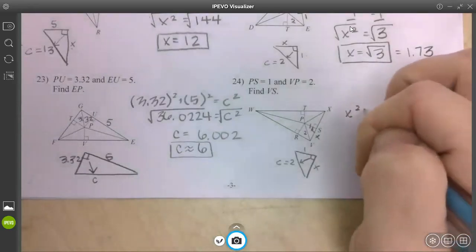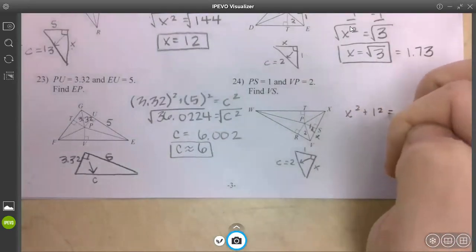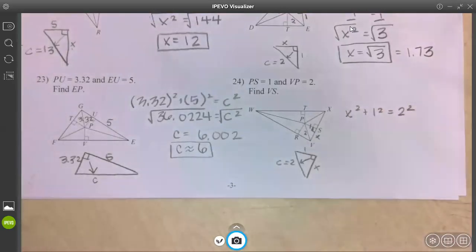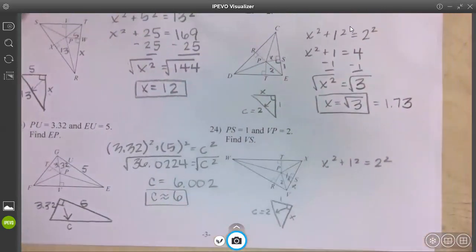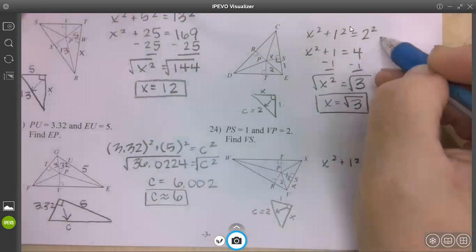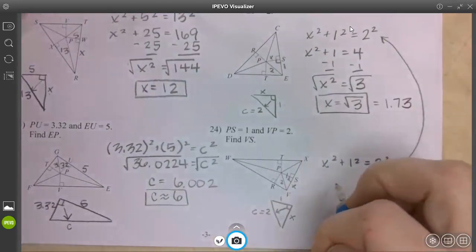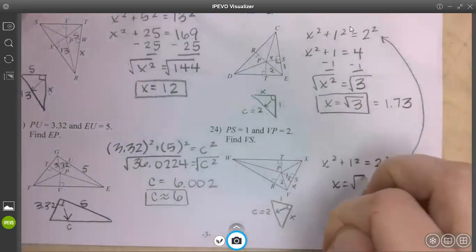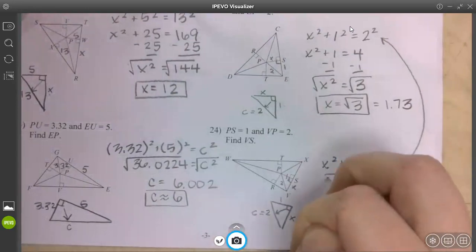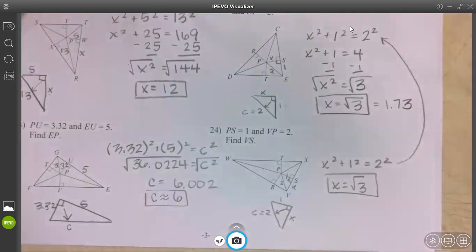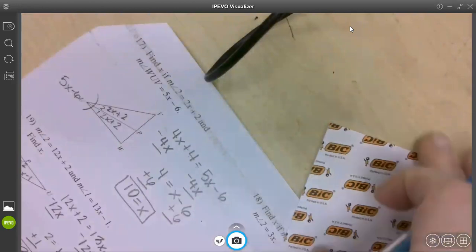So we have X squared plus 1 squared equals 2 squared. If you guys look, we've already done this. It's the same as this one. So I'm not going to make you do the work. It just comes out to be square root 3. Again, it's the same question. Flip your paper. We have 6 more and we'll be done. And they're all the exact same, just like that.